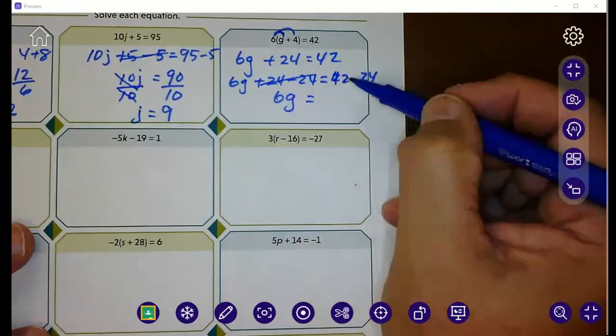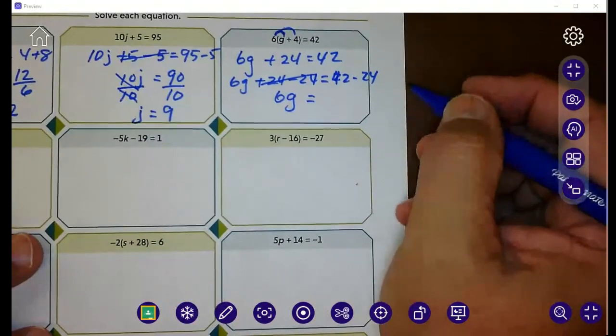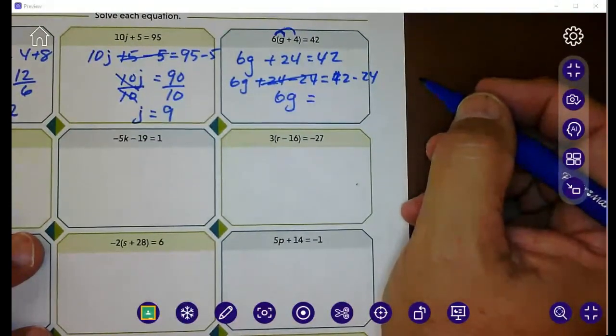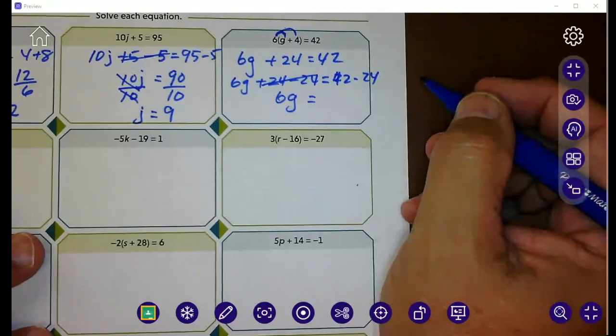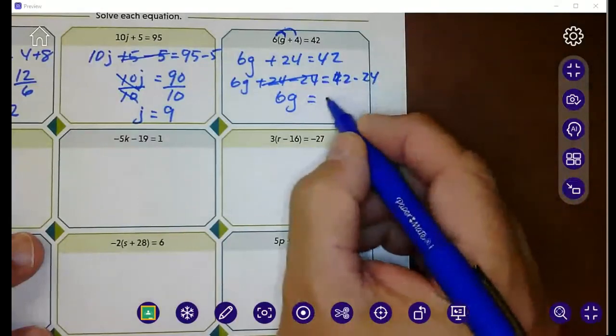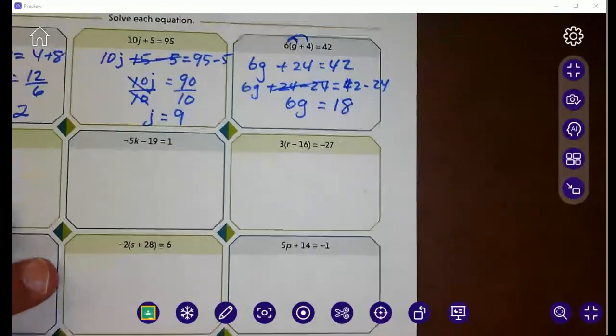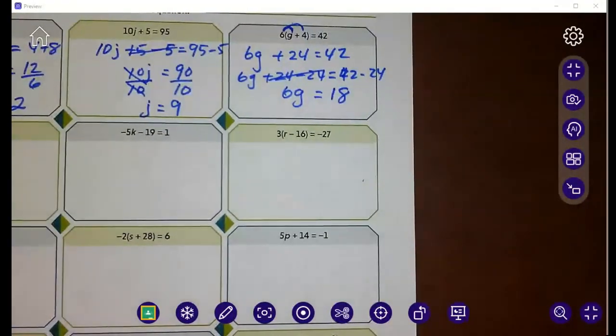And on this side, we have 42 minus 24. And that's what? 20. See, 16, 18. So 42 minus 24 is 18. Okay, so we subtracted 24 from both sides. The 24 is added out. Now we have 6G equals 18.